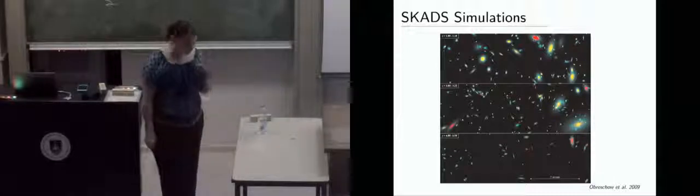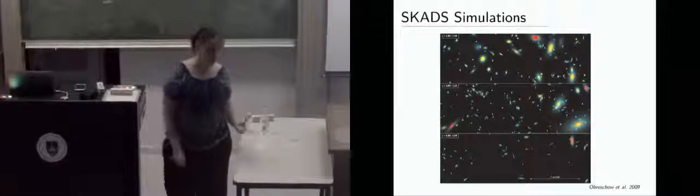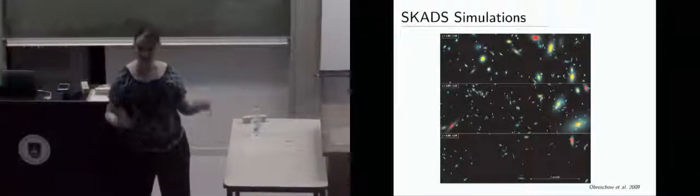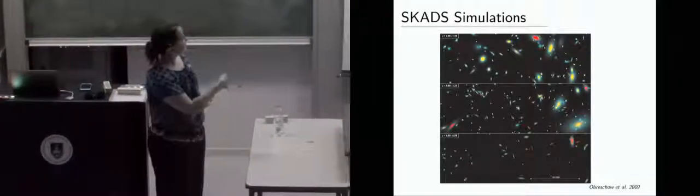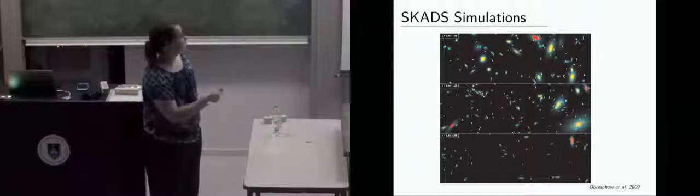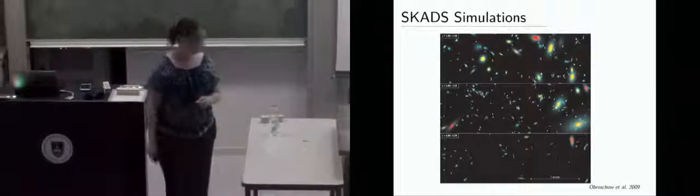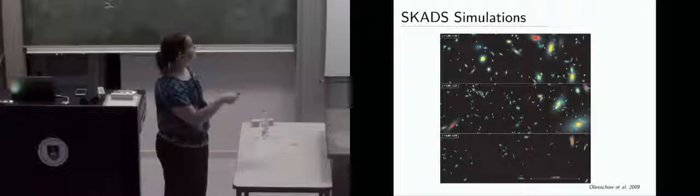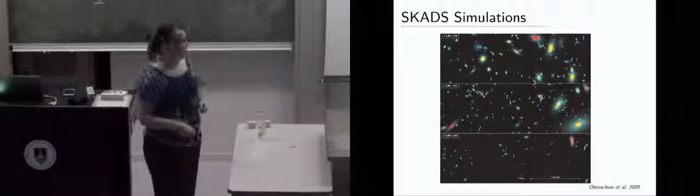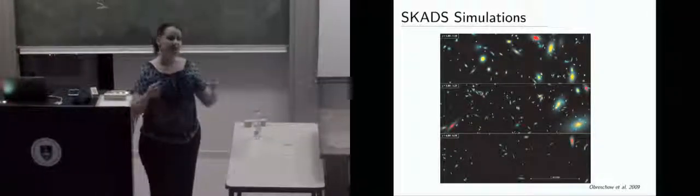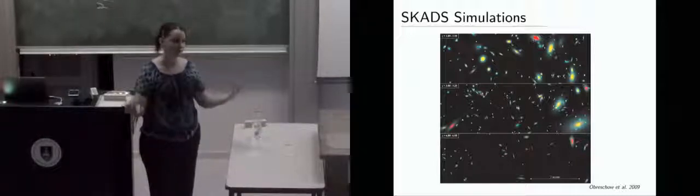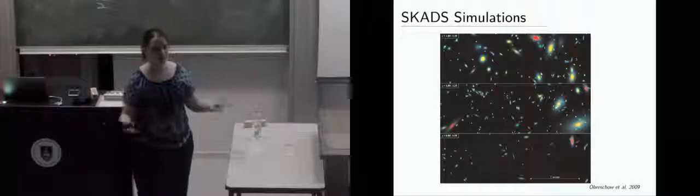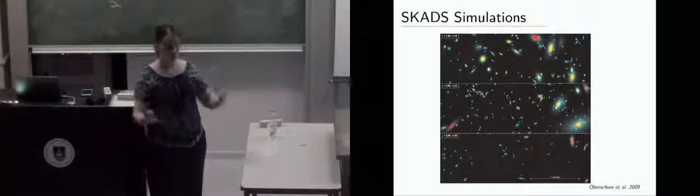So what we did was we took some simulations, because it's always good to test your techniques first on simulations and then on real data. We took these things called the SCAD simulations, quite old now, so the simulations from the Oxford group, where they simulated lots of vaguely realistic galaxies and simulated some observations with the SKA. So if you observe for, I forget how long, 10,000 hours or something, with SKA phase 1, what would you expect to see?